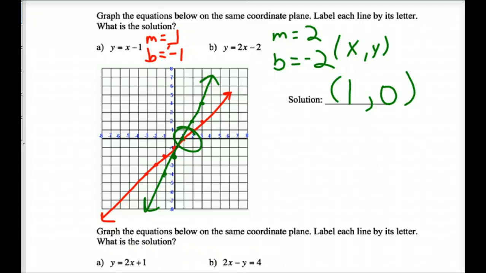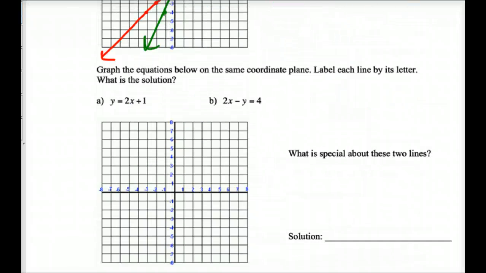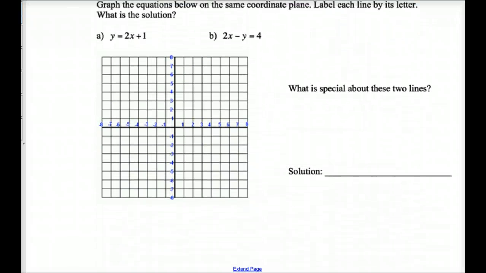Okay, so let's do this next problem. Graph the equations below on the same coordinate plane. You don't have to label it by its letter. I don't care about that. And then let's find the solution. The first line, everybody agrees it's in slope intercept form? Correct. Look at the second line. What form is it in? Standard. Very good. That's good if you know that. We're going to graph the second one by using the x and y intercepts. But let's deal with the first one first.